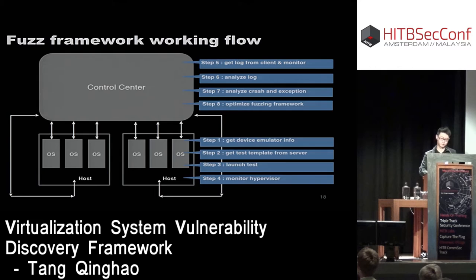After the above steps, the testing in the client finishes and the client will notify the server. The server will get logs from the client and monitor, and save them into the database. Then the server will launch the log analysis module, determine if anything went wrong, and notify the security engineer. In the end, the security engineer will analyze program exceptions and optimize the final framework.